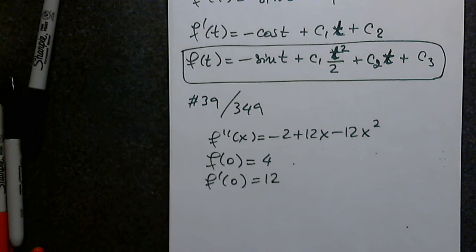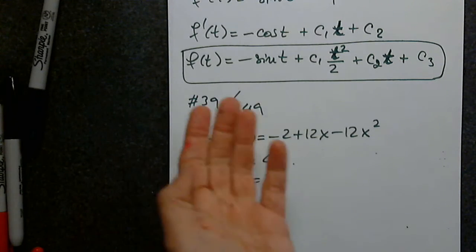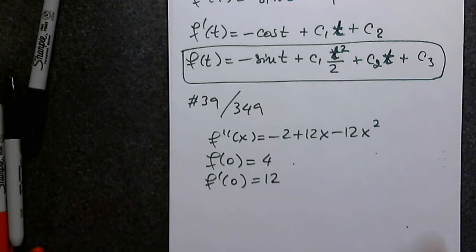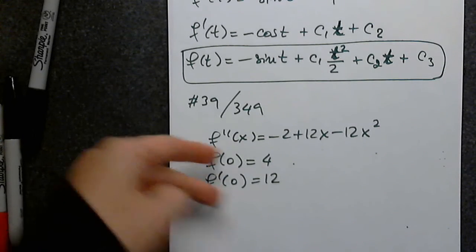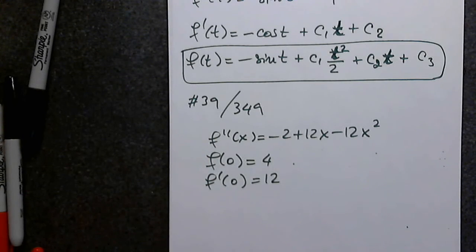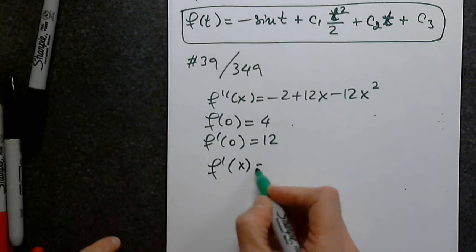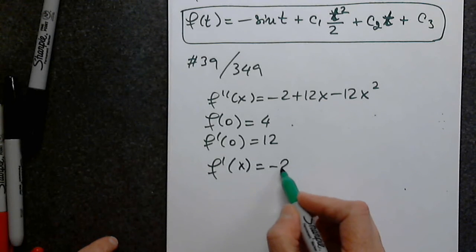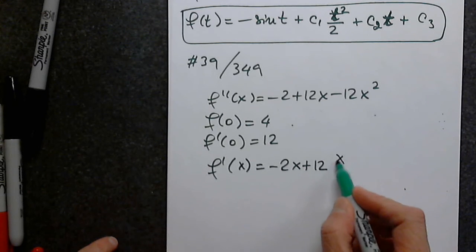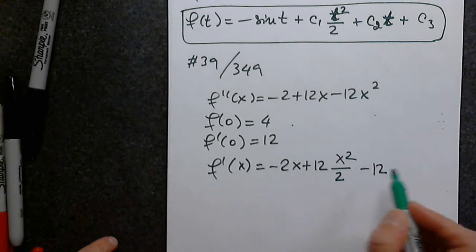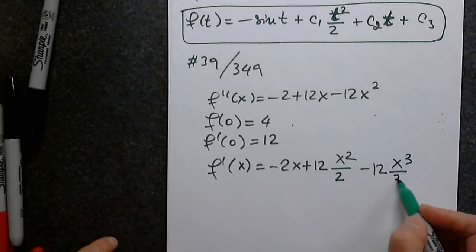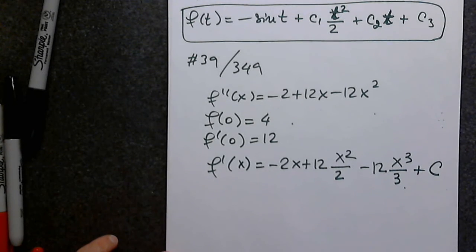Why do you think these 2 pieces of information are given? They will help us determine the constants. And that will be a unique function, just one, not a family of functions, whose derivative will be this and also fulfill the given conditions. So let's move on to f prime. Negative 2x plus 12x squared over 2 minus 12x cubed over 3 plus a constant c.